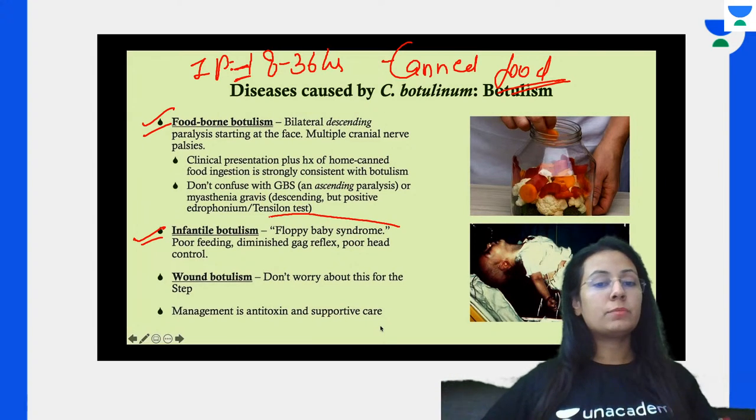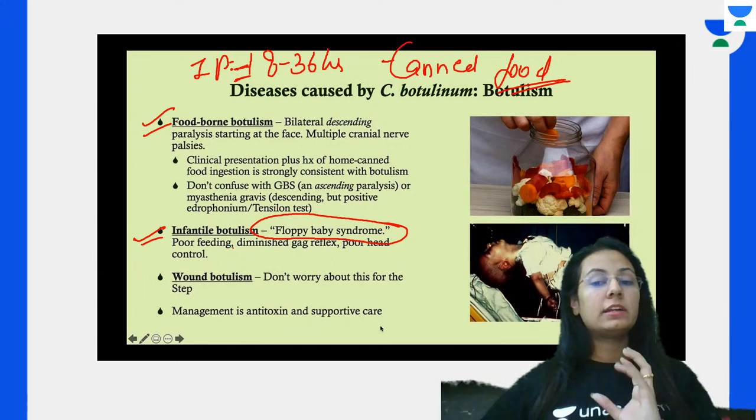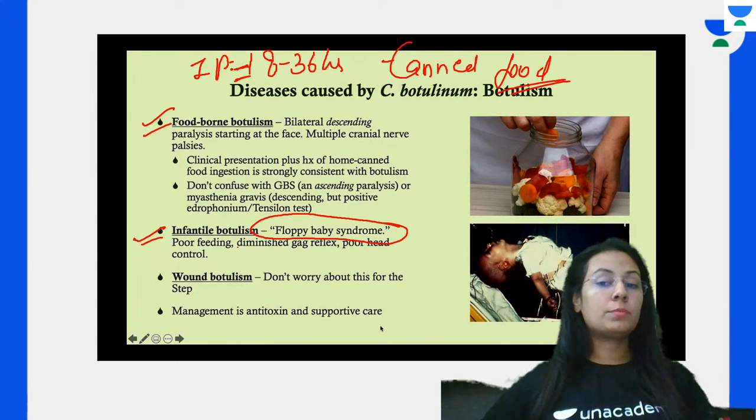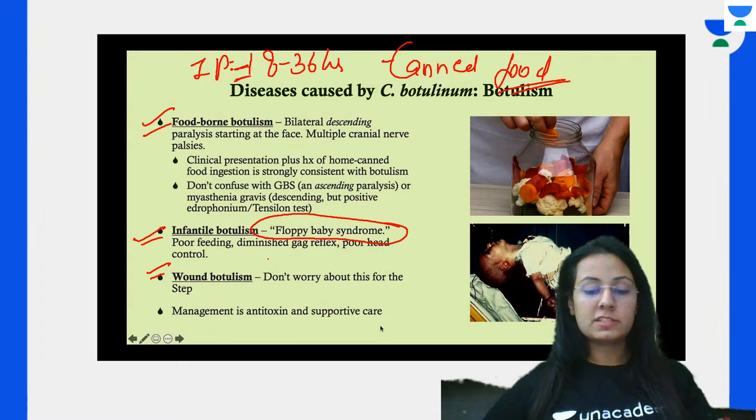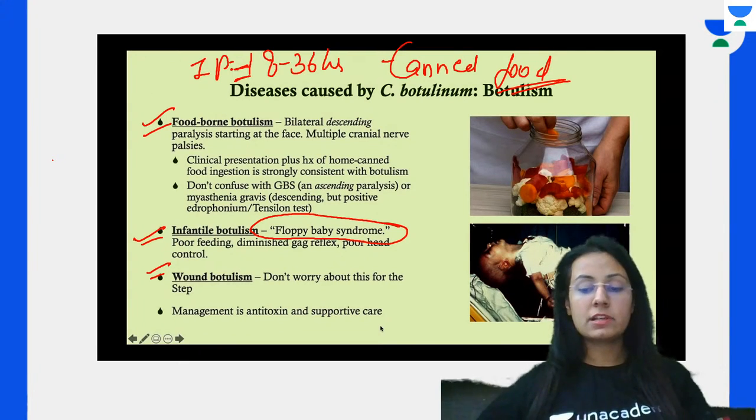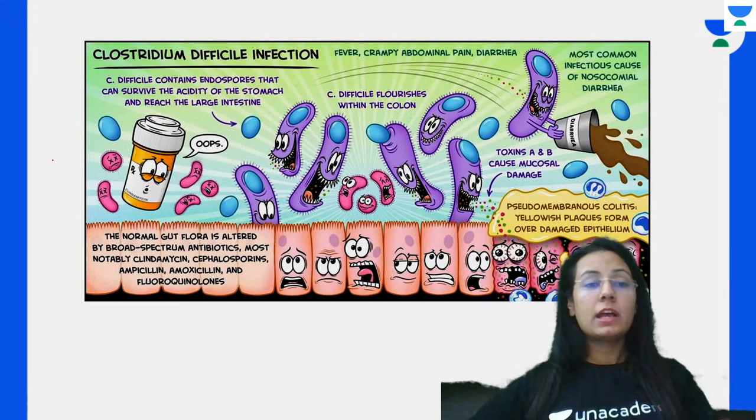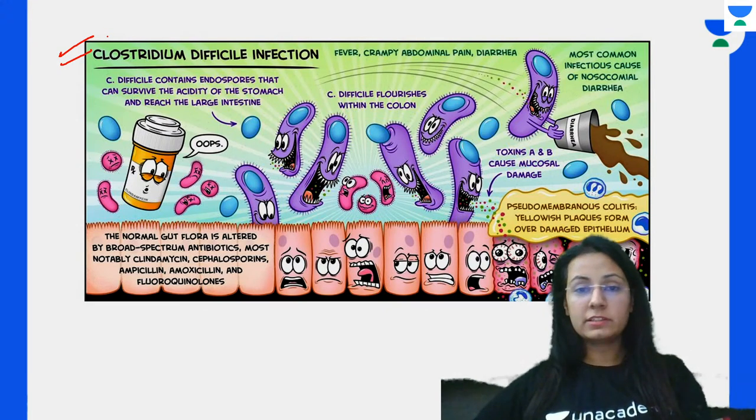Infantile botulism is what? Floppy baby syndrome with hypotonia, decreased gag reflex and poor sucking reflex. Wound botulism is an infected wound with the spores of Clostridium botulinum. For the treatment, we give what? Equine-derived antibodies, antibotulism antitoxin.